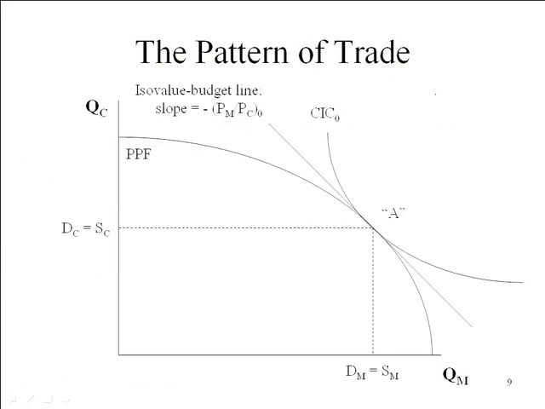So here's our diagram for the U.S. in autarky. So in autarky, we're producing at point A, which gives us a supply of S sub M machinery and S sub C cloth. That is also where we're consuming, because in autarky, you can only consume what you produce domestically. So demand equals supply in both of those conditions.